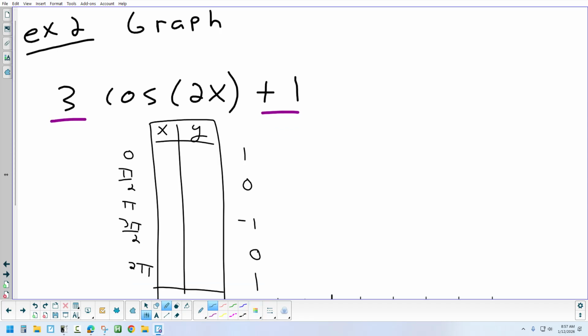We're only graphing one cycle because if I had to graph more, I could just continue this pattern down: 0, negative 1, 0, 1. Just keep continuing it and graph more. All right, let's start with the x's.